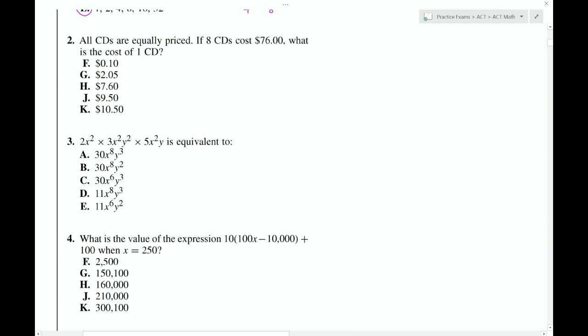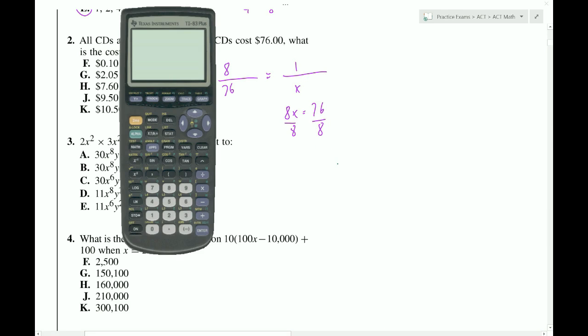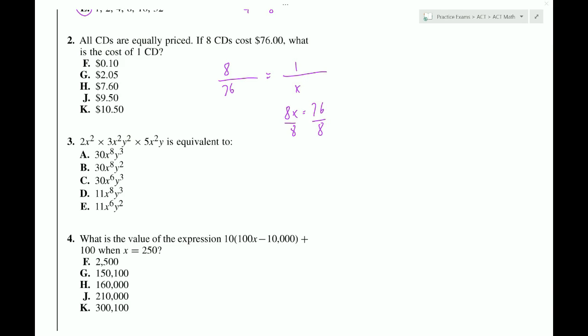All CDs are equally priced. If 8 CDs cost $76, what is the cost of 1 CD? 1 CD, x dollars, right? So once you set up the proportion, you could then remove the units, and you can cross multiply to find the answer. So 8x equals 76, divide by 8, and you can grab your calculators and do 76 divided by 8, and you get 9.5.